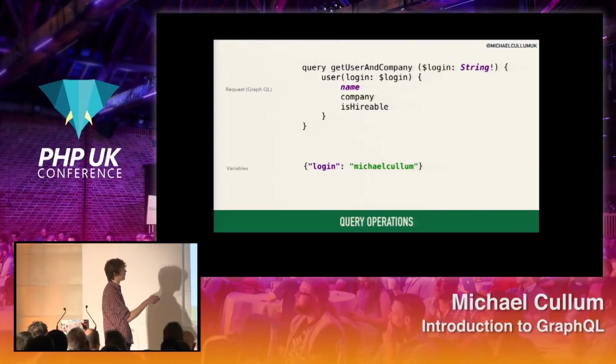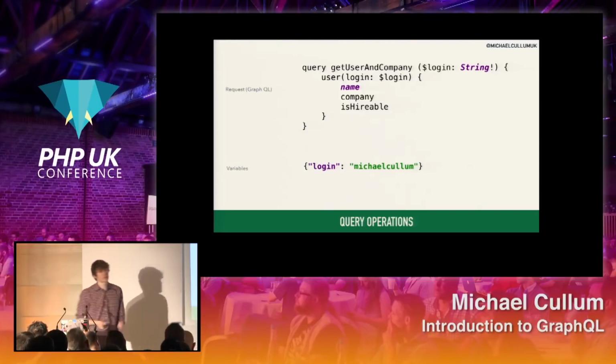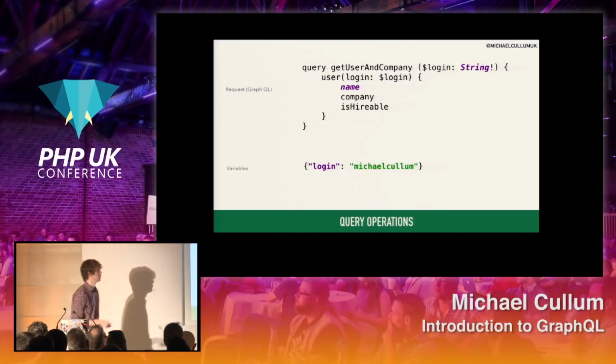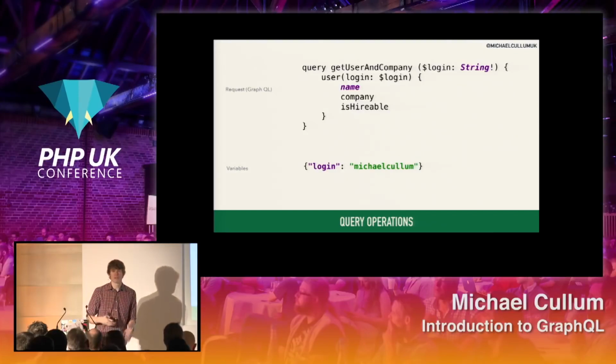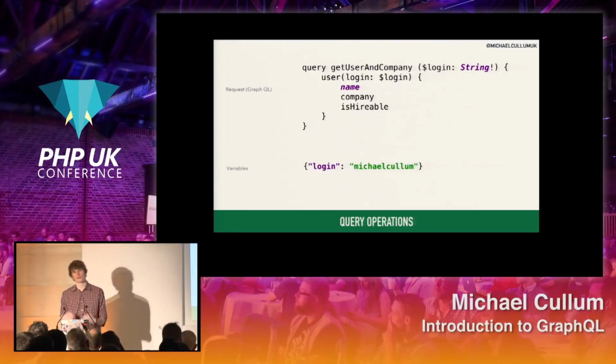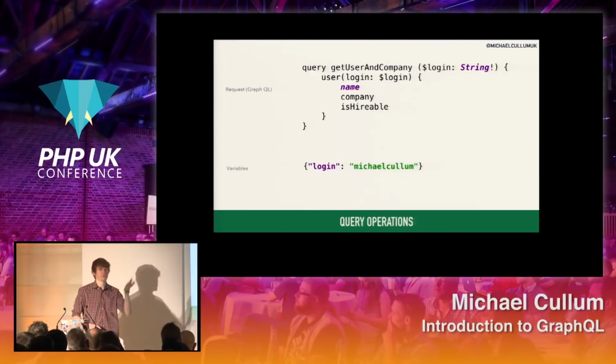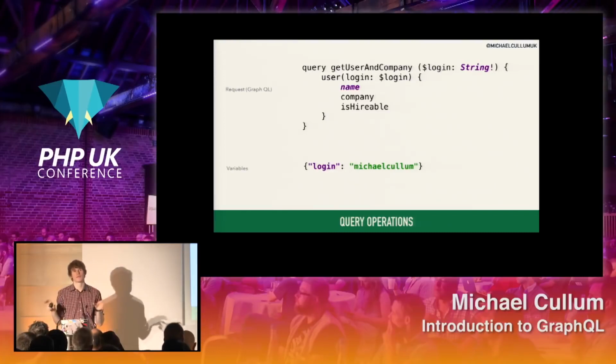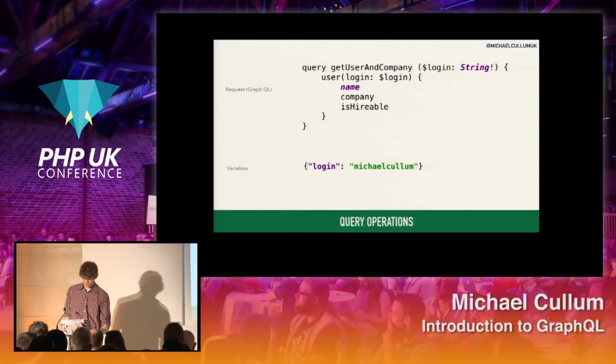So I grab the login here, as I say I want a string, and then I say I want the user for this particular login, and I want the name, I want company, and I want is hireable. And then separately, I give it another body of text, which is the variables. So for example, let's say this was a curl request. I might say, here is the body, which is essentially the query, and here are the variables. They're two completely separate things that you send in your request.